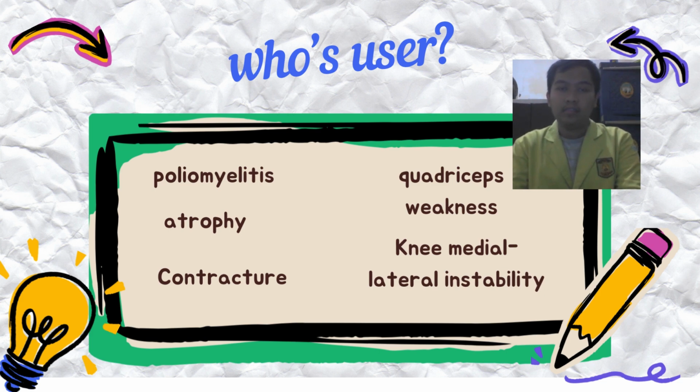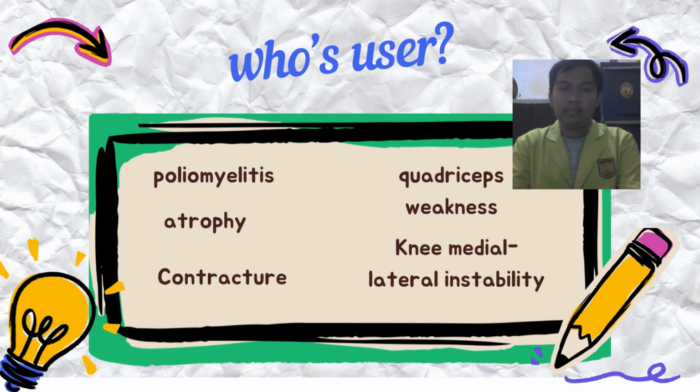And then the third is contracture. Contracture is also a deficiency in the leg. The leg cannot move, with restricted range of motion, and it cannot be free in motion during walking.